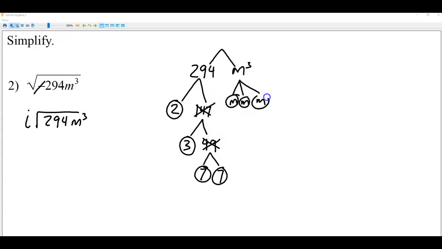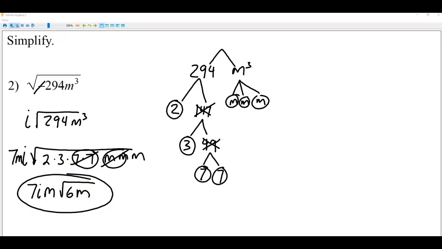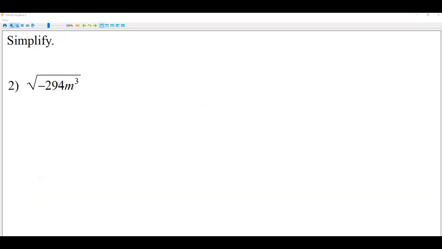We have these values. And so I've got an i, I've got a 2, I've got a 3, I've got a 7, and 3 m's. And square roots tell us to look for numbers that are repeated, like 7 times 7. And for each pair, you can write that number on the outside and cross the pair off. So I can also take out an m. And so this one would be 7im, and then 6 on the inside and m on the inside. All right, so that's how you simplify square roots with negatives in them.